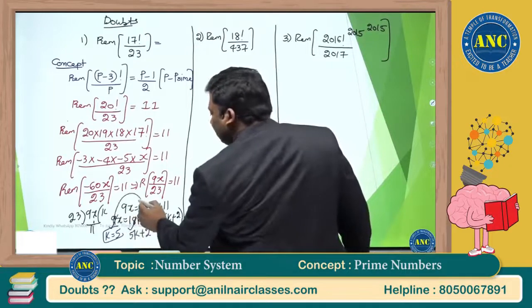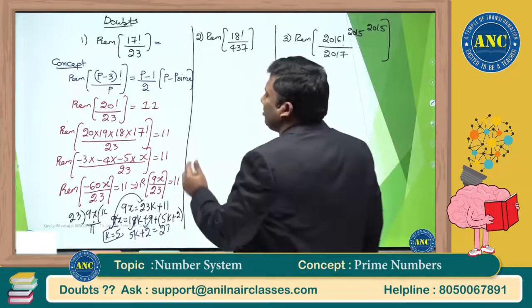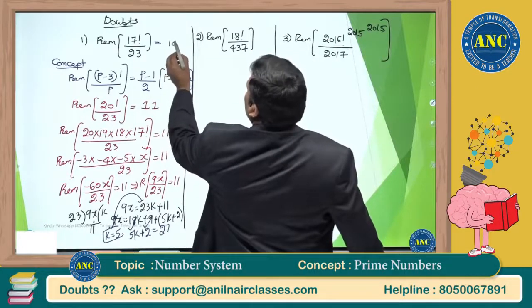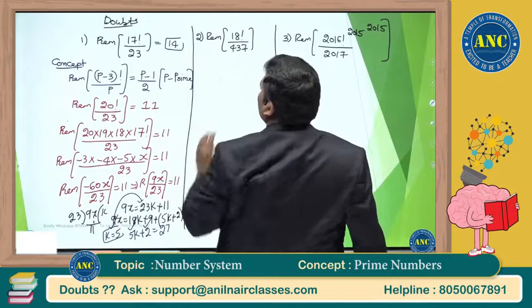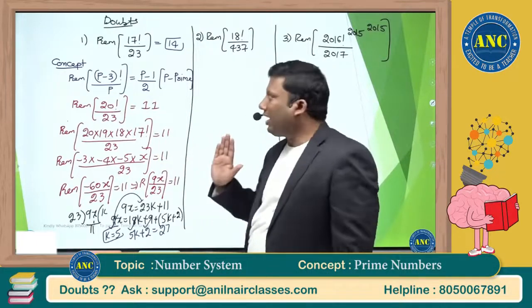If k is 5, the answer will be 23 into 5, which is 115. 115 plus 11 is 126. 126 by 9 is 14. The answer is 14. Very, very easy if you know this backtracking approach.